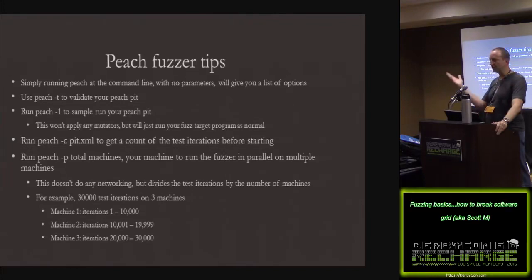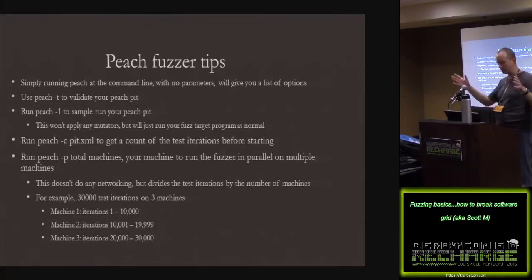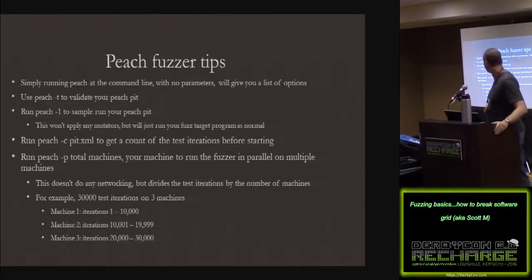Peach -c will give you a count of the test iterations, which will let you know how long it may take. Peach -p will let you run Peach Fuzzer in parallel, but it doesn't do any networking. It just divides the number of test iterations by the machines. So with some simple math I put there, if you have 30,000 test iterations, it's just going to divide it in thirds on each machine.